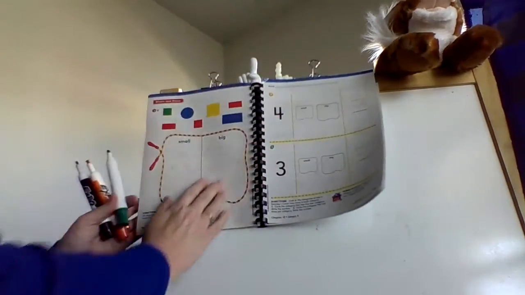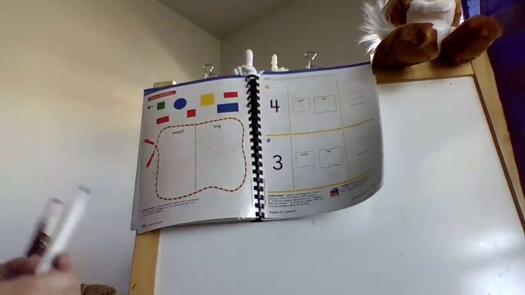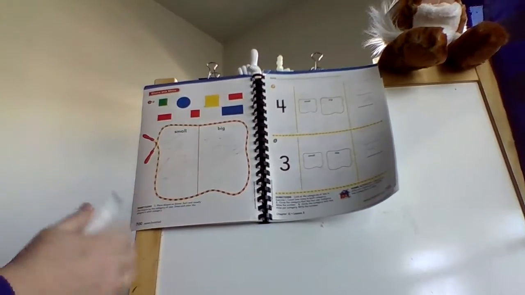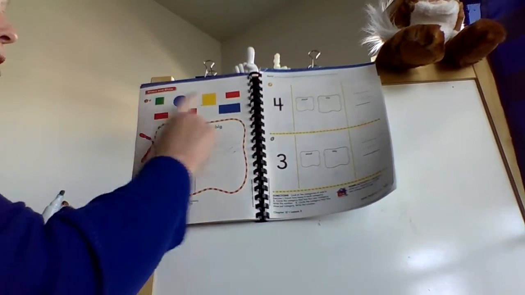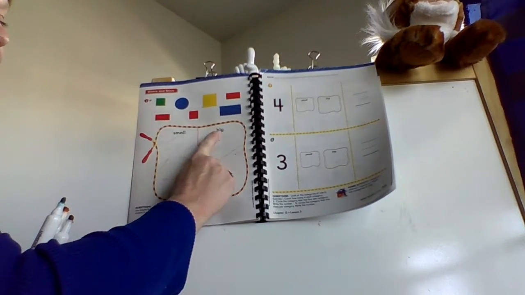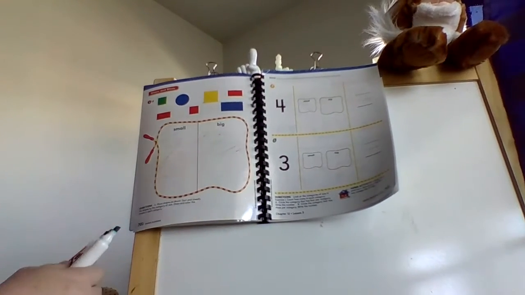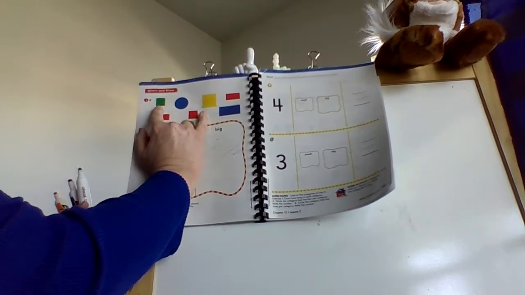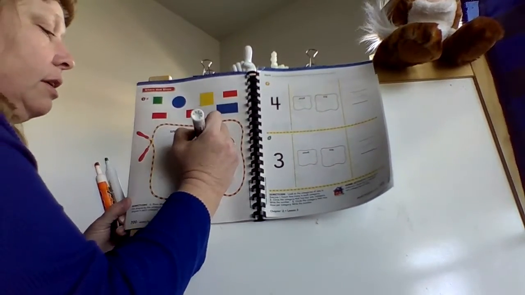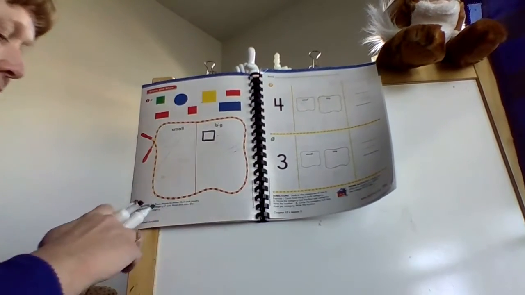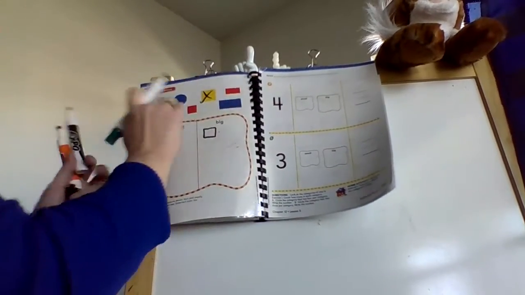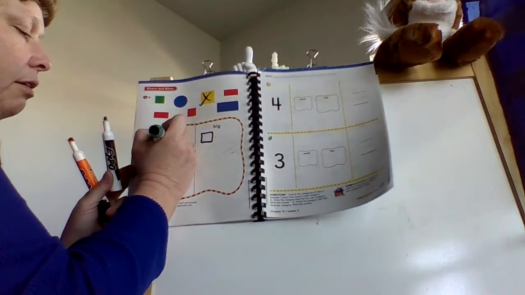Turn your page. Now we don't need to use our shapes anymore because they're already on this top page. We're going to use our crayons again to put our shapes into small and big. Small, big, big. So I'm going to look at my 2 squares, my green square and my yellow square. Good, the yellow square is big. So I'm going to draw a yellow square over here, or mine's black because I don't have a yellow. And my green square that is small, I'm going to put over here.